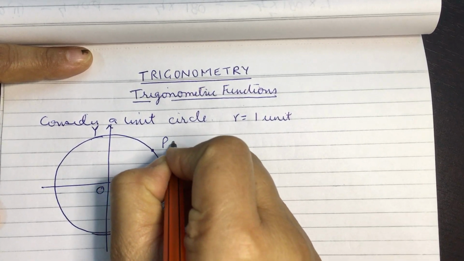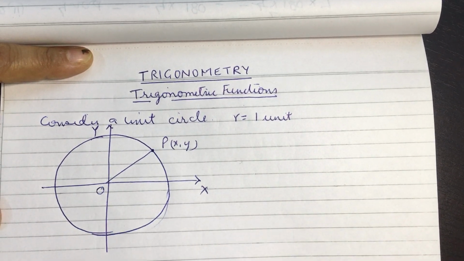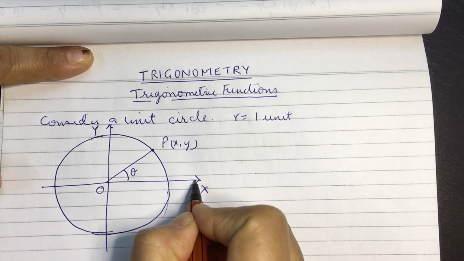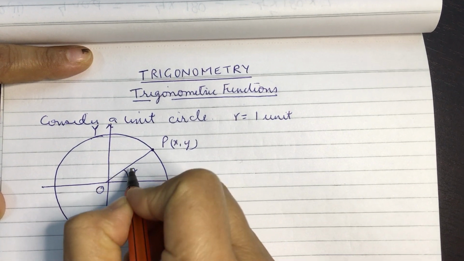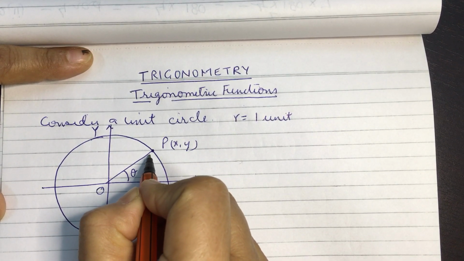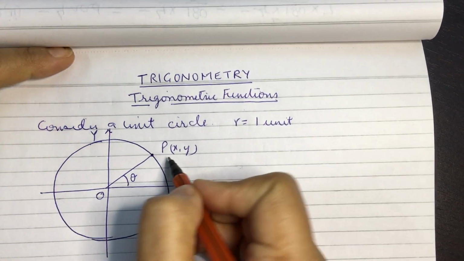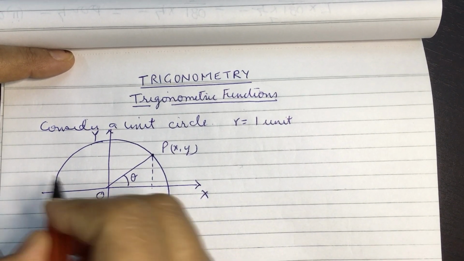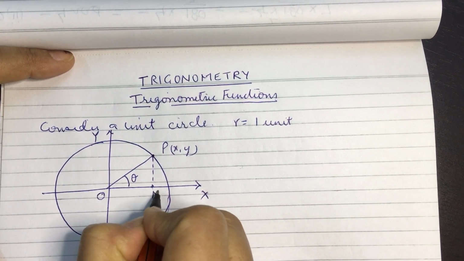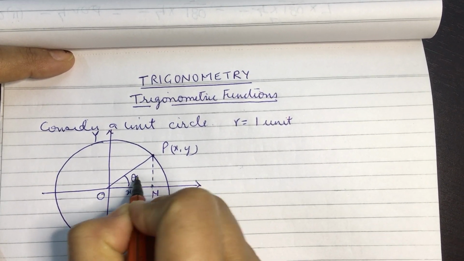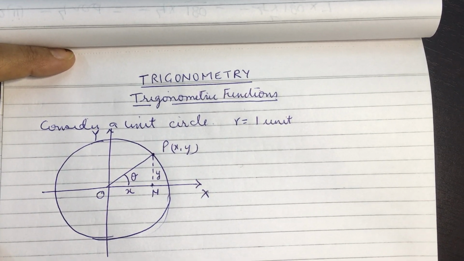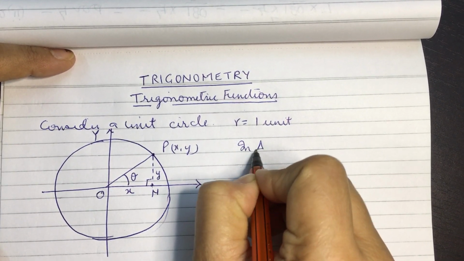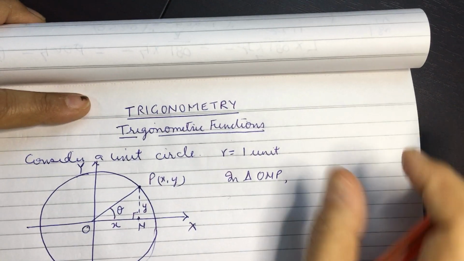Consider a point P(x, y) on the unit circle. Let it make an angle theta with the positive direction of x axis. So what we do is, if you drop a perpendicular from P onto the x axis, let's call this point N. Now this distance ON is x and this distance PN is y. Now from this right angle triangle ONP, so in triangle ONP, what do we have?